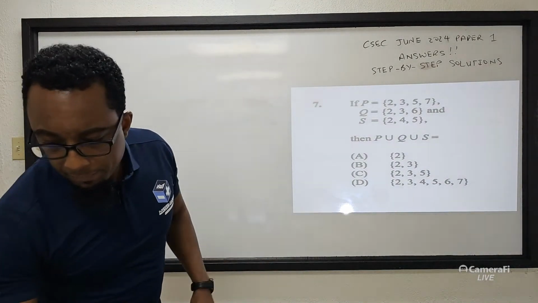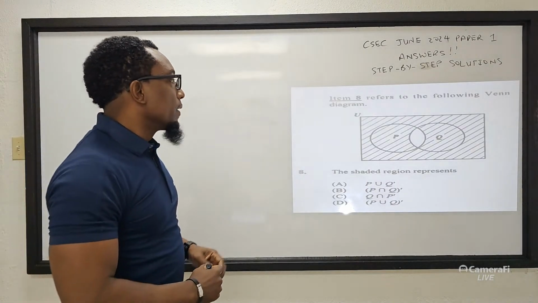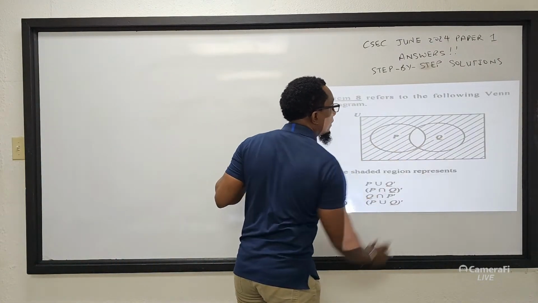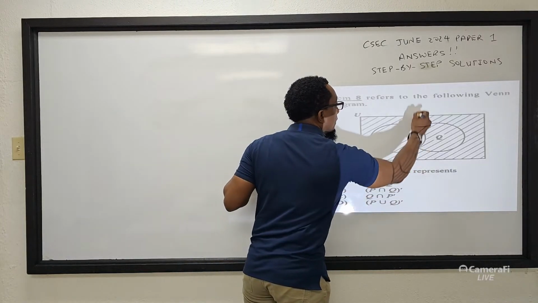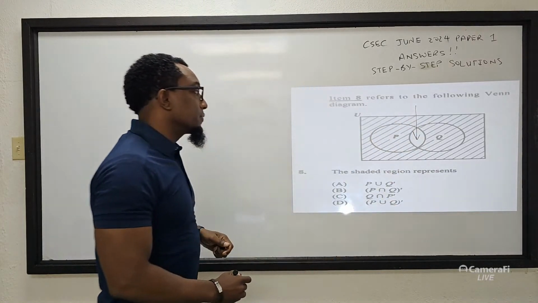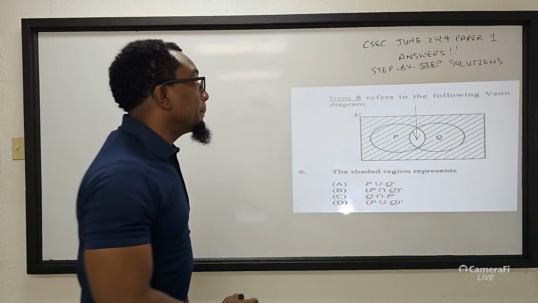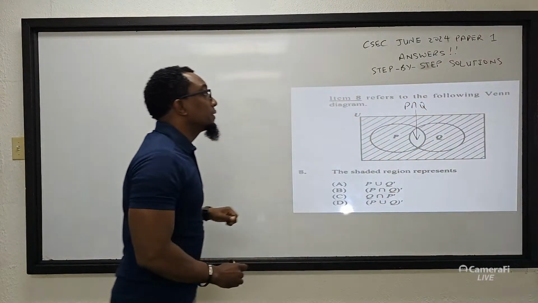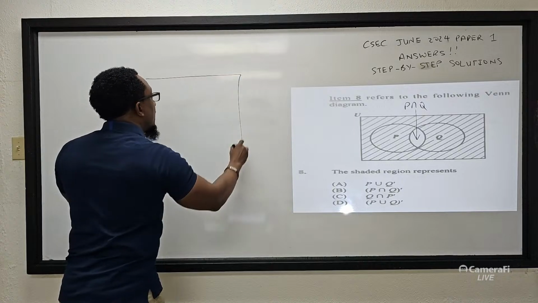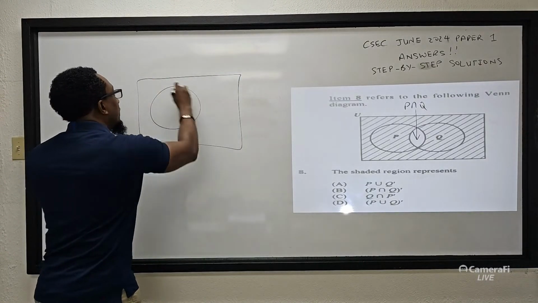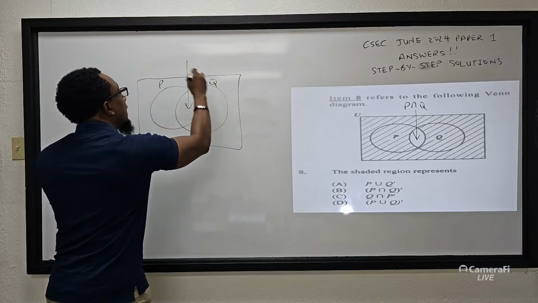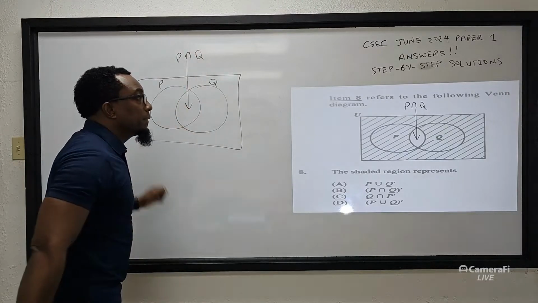So 8 we have, right, the shaded region represents, so what's the shaded region? So this region here represents the intersection of P and Q. This is P intersect Q. So that region represents the intersection. We have here P, we have Q, and this region here represents the intersection of P and Q.